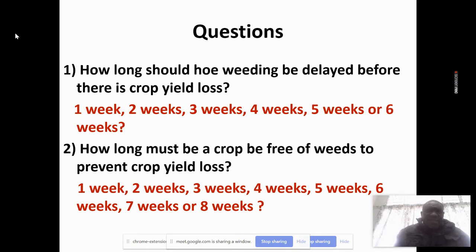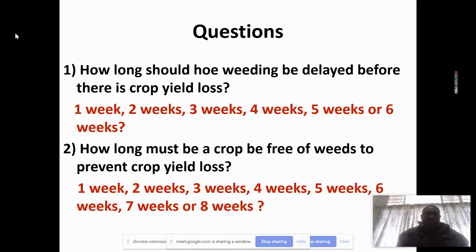So, the questions which we may ask are basically two. Number one, how long should weeding be delayed before there is crop yield loss? We know farmers may delay weeding, and to what extent does this affect crop yields? Let's suppose you delay weeding from 1 week, 2 weeks, up to 6 weeks. What can happen to the crop yield?